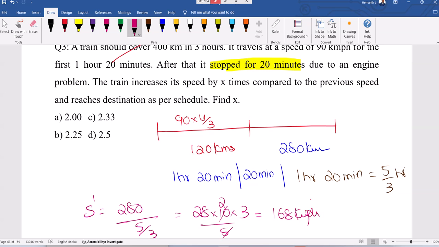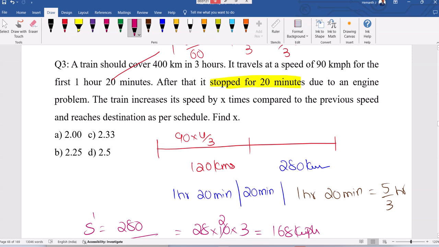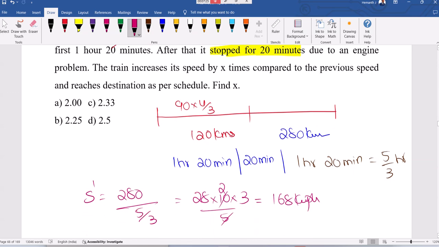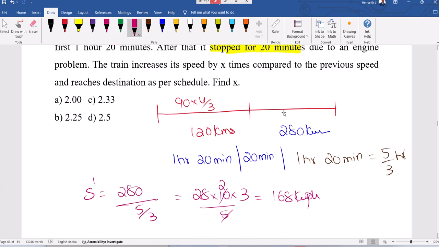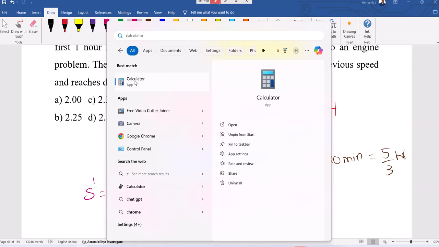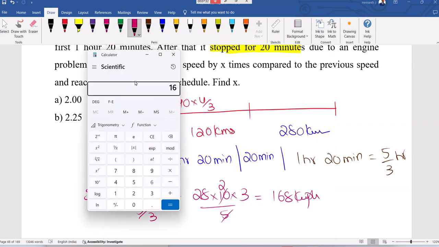The train increases its speed by X times compared to the previous speed to reach the destination as per schedule. Find X. But it's definitely not 2 point something, right? You see, it waited for 20 minutes only, not much. Initial speed is 90, now 168. So you can just divide 168 by 90. That should be your answer.